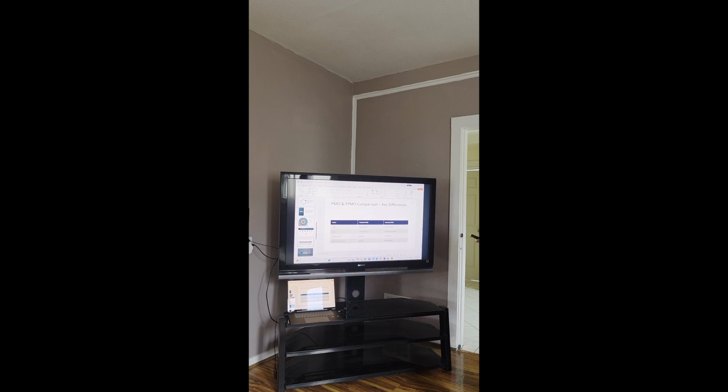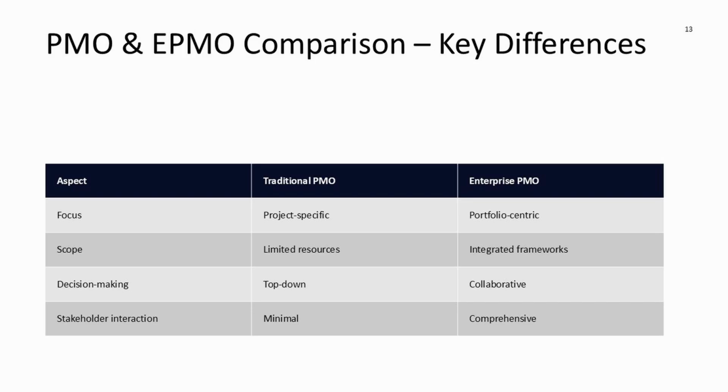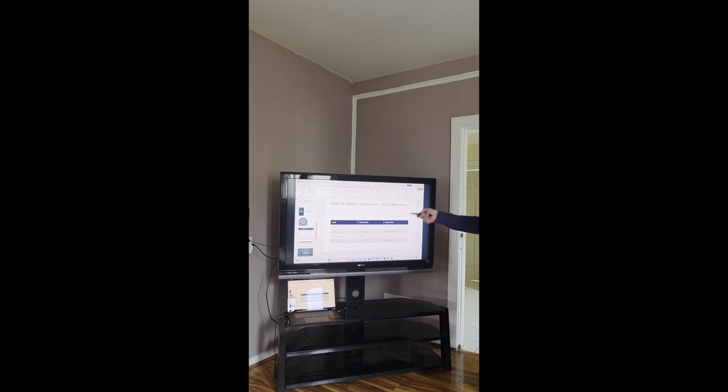So one thing we want to do is look at the PMO and the EPMO and compare some of the differences. When we take the aspect of focus, we see traditional is project specific, but when we look at the enterprise, we see it is portfolio-centric. So we're looking at the big overall picture instead of just the narrow focus.